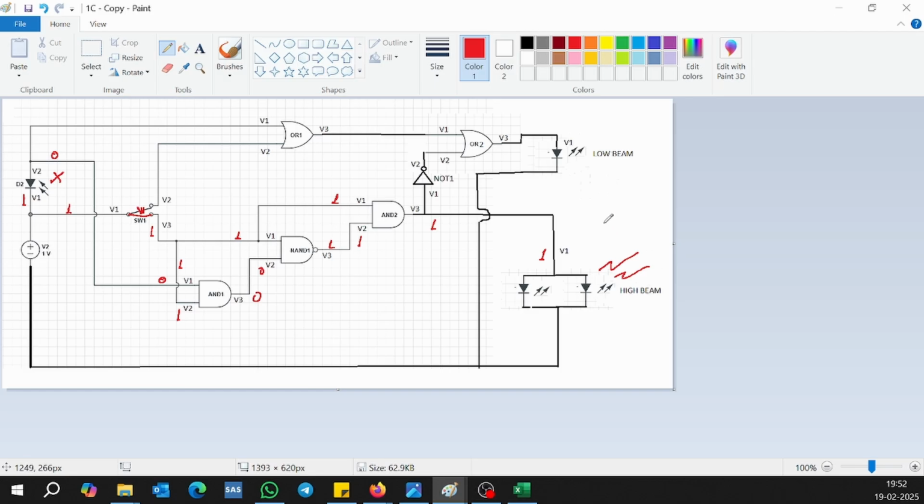Now we will see the other scenario wherein the driver has put it in the high beam, but at the same time there is an opposite vehicle coming, which is hitting your light sensor. So we will see what happens in that case.